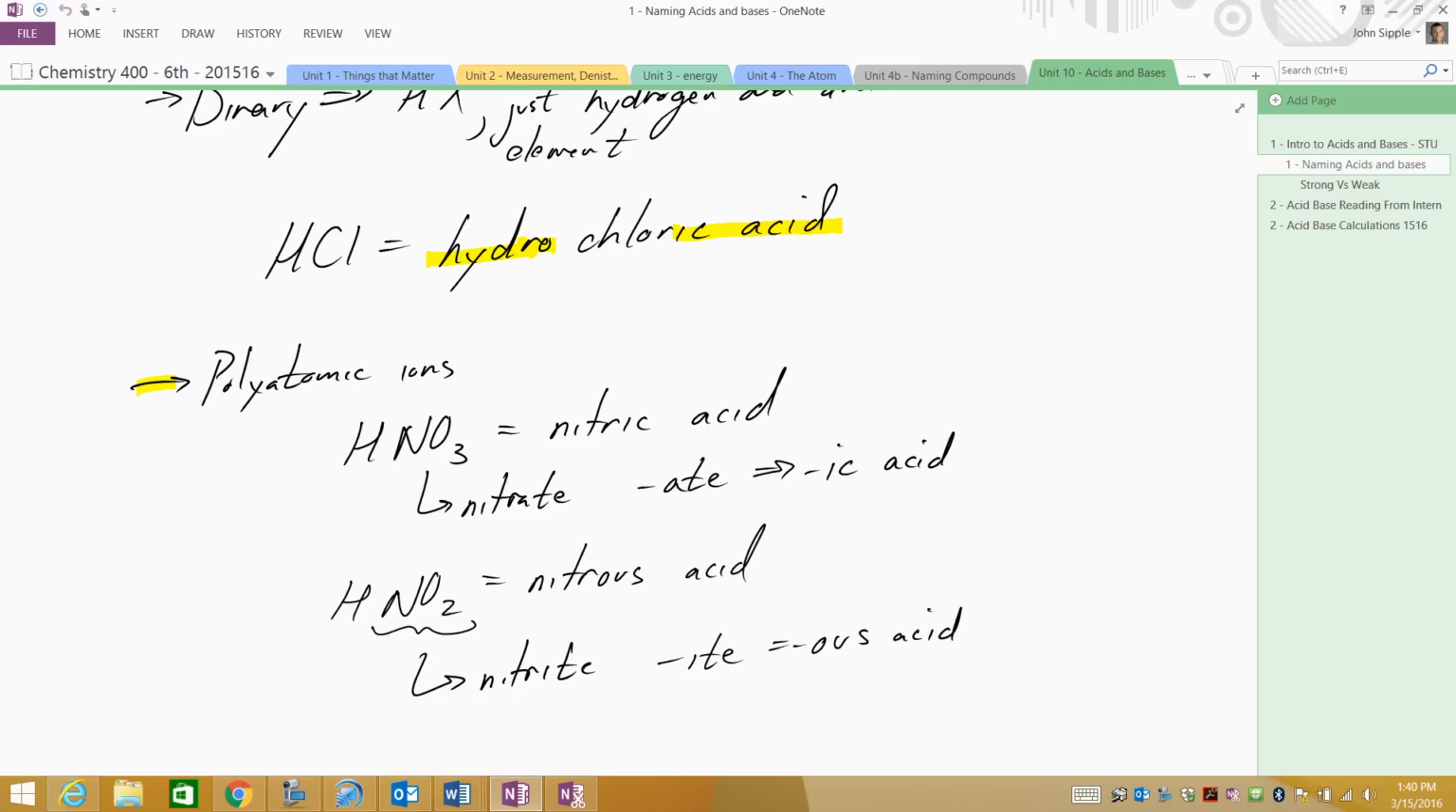All right. HNO2, however, is nitrite, I-T-E. So it turns into O-U-S, nitrous acid.